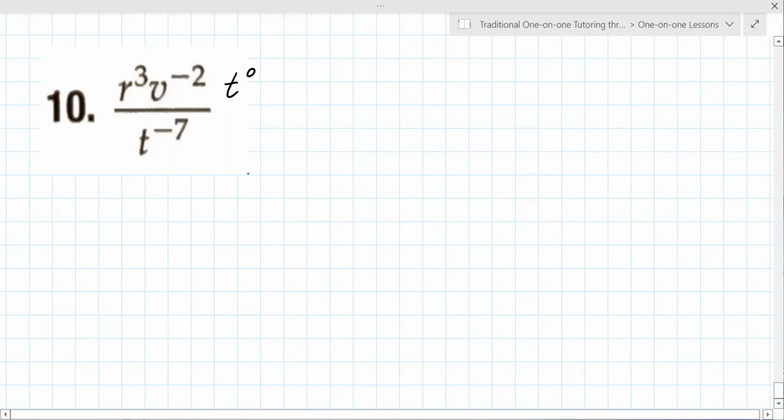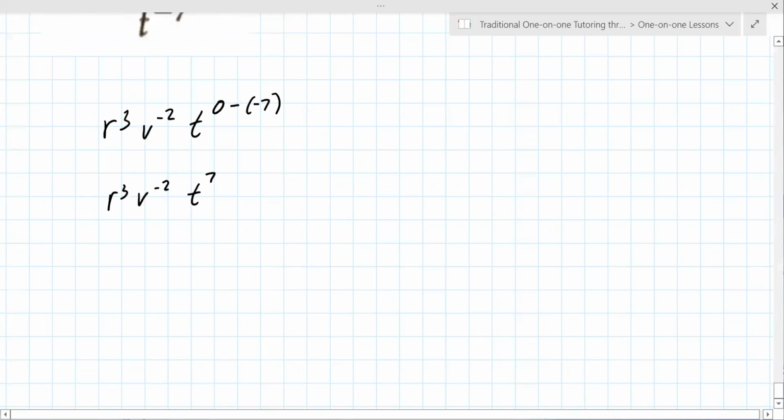Okay, so this looks like this: r cubed v to the minus 2, t to the 0 minus a minus 7. Is it clear why that is 0? Big subtraction bar. Yeah. Okay, so this becomes r cubed v to the minus 2 t to the power of 7. Can I leave this as my final answer? No. What should I change? The v to the negative 2 needs to go to the bottom to make it v to the power 2.